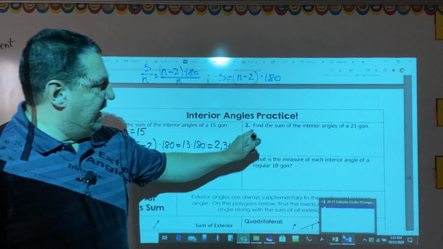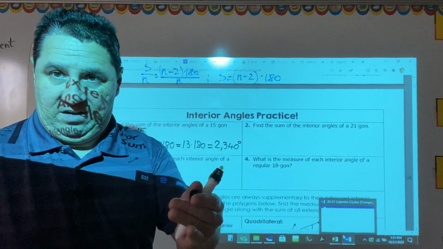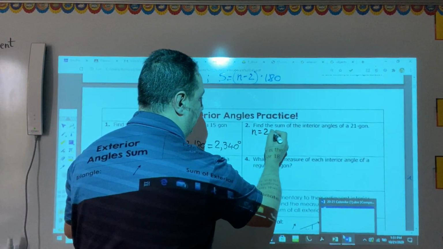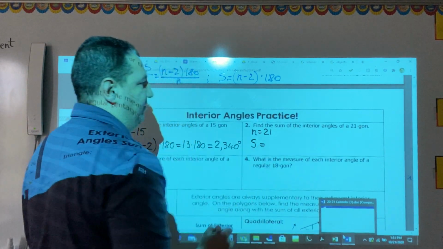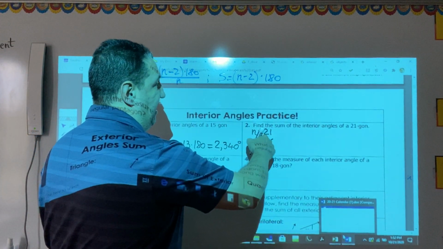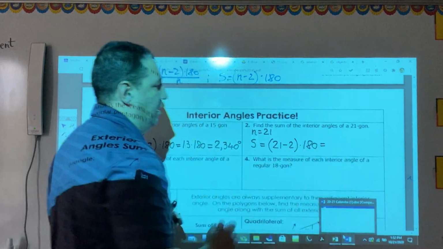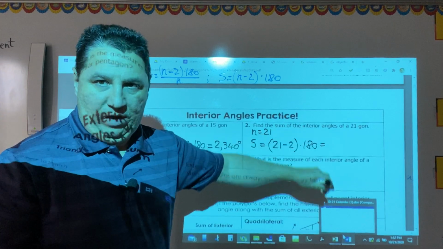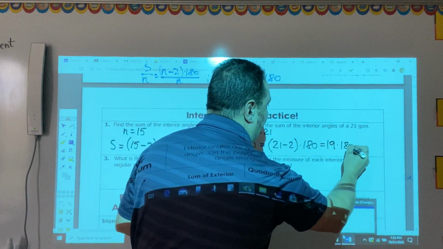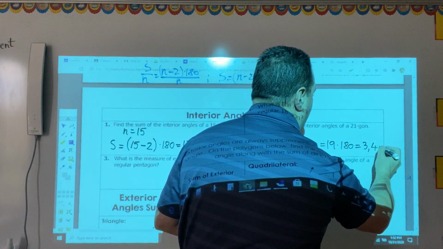Simple. Next, find the sum of the interior angles of a 21-gon. A 21-gon is a polygon that has 21 sides. So in this case, n would be 21. To find the sum of the interior angles of this polygon, we apply the same formula. So 21 minus 2 times 180. Again, we evaluate the parentheses. 21 minus 2 equals 19. 19 times 180 then, and we get 3,420 degrees.